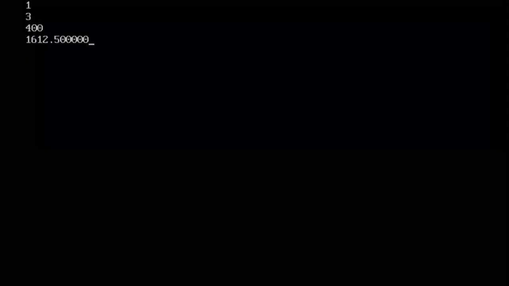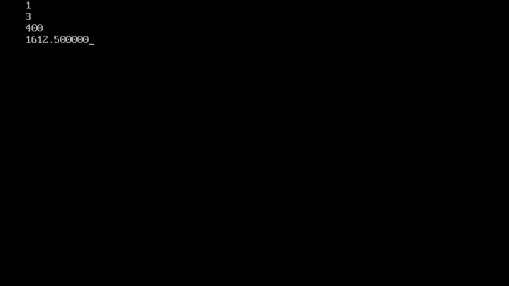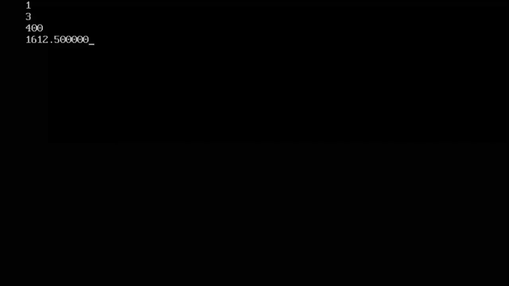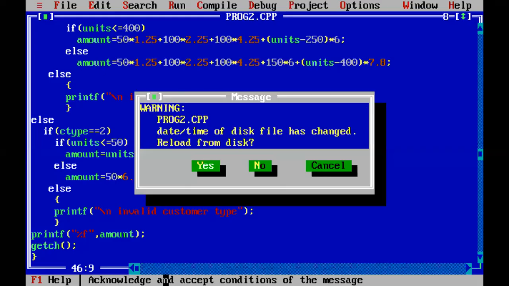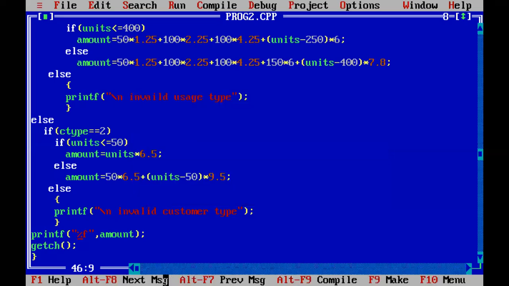Yes. 1, 3, or customer type is 3. And 400 units, yes, 612.50. I want two decimal point fractions. Don't want such a type. Two decimal or integer value. I need integers. So integer value. If I need integers, so I will write the type conversion and put it percentage D. I'll put and I will write type conversion integer of.